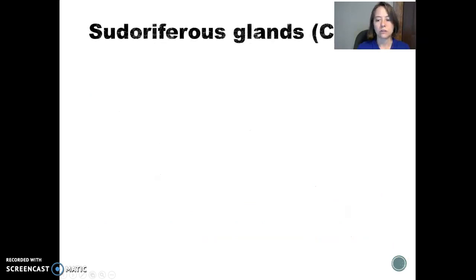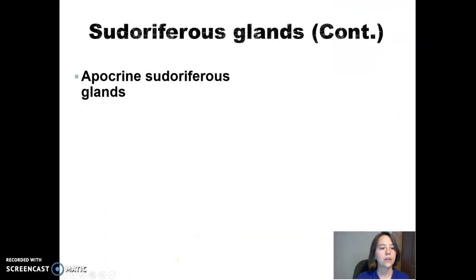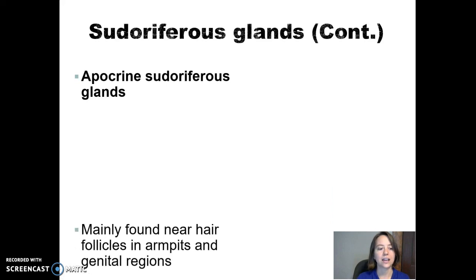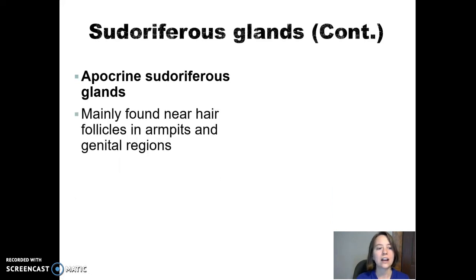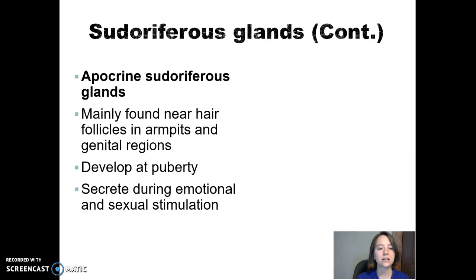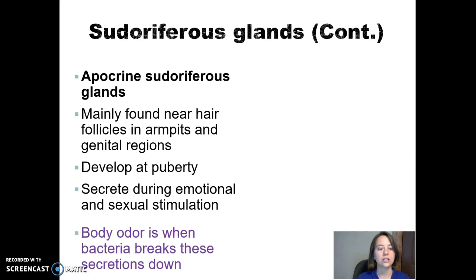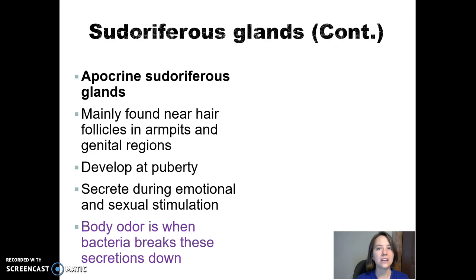Some more information about sudoriferous glands: the apocrine sudoriferous glands are mainly found near the hair follicles in armpits and the genital regions, and they develop at puberty. They secrete during emotional and sexual stimulation. And a fun fact is body odor is when the bacteria breaks these secretions down. So this is one reason why when you are stressed and you sweat, you will have more body odor, or why a group of first graders running around aren't as stinky as a group of seventh graders who've been running around.